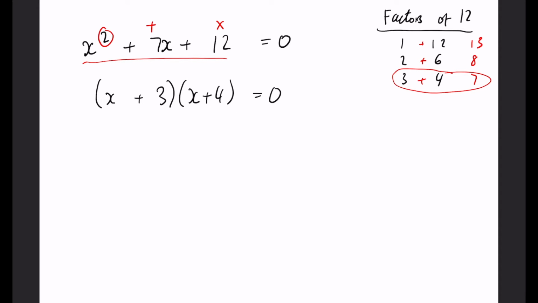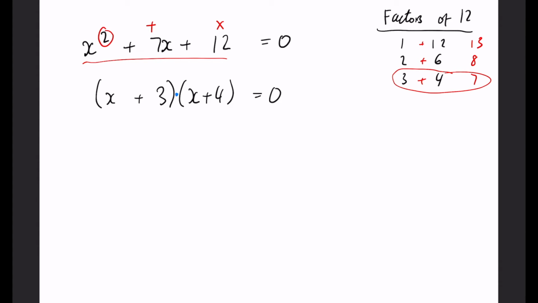So we need to find 2 values that when you substitute them into these brackets, the result is 0. The way we do that is we know that when you multiply 2 things together, if one of them is 0, the whole thing is going to make 0. So 0 times 2 makes 0, 0 times 10, 0, 0 times minus 100, 0. So, because these 2 brackets here are being multiplied together, we need to make one of these brackets 0.